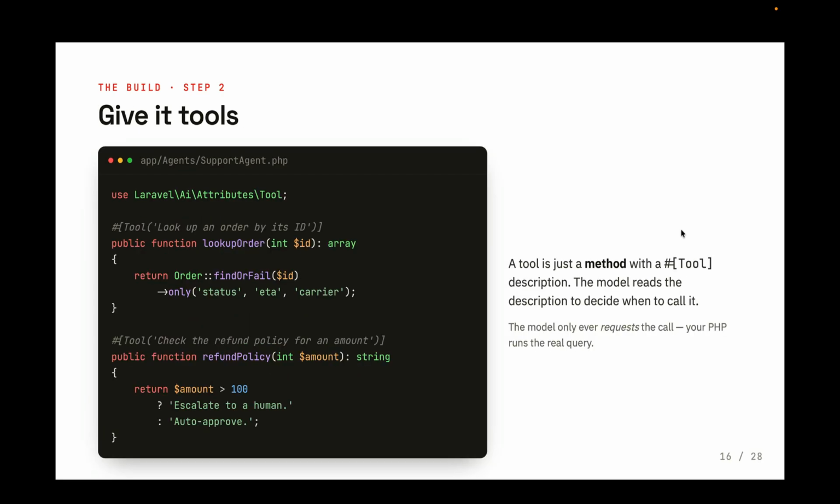And so here's a tool. Remember, a tool is just an external piece of functionality that the agent can use. In this particular case, it's going to want to be able to look up an order. So we can just give it an Order model, findOrFail, do a lookup and give information. We also have a refund policy tool function that, if an amount is over 800, does some other things, escalate or auto approve depending on what's going on there. So these are just tools that are going to help out the agent when it needs it.